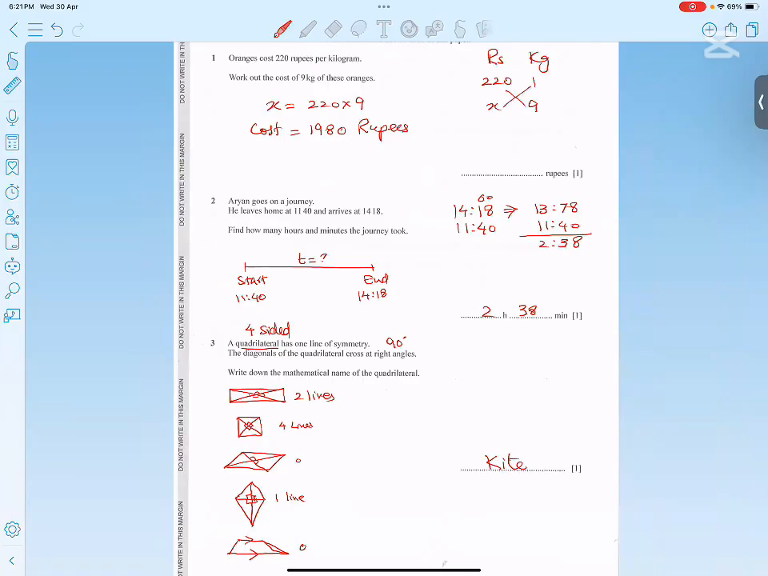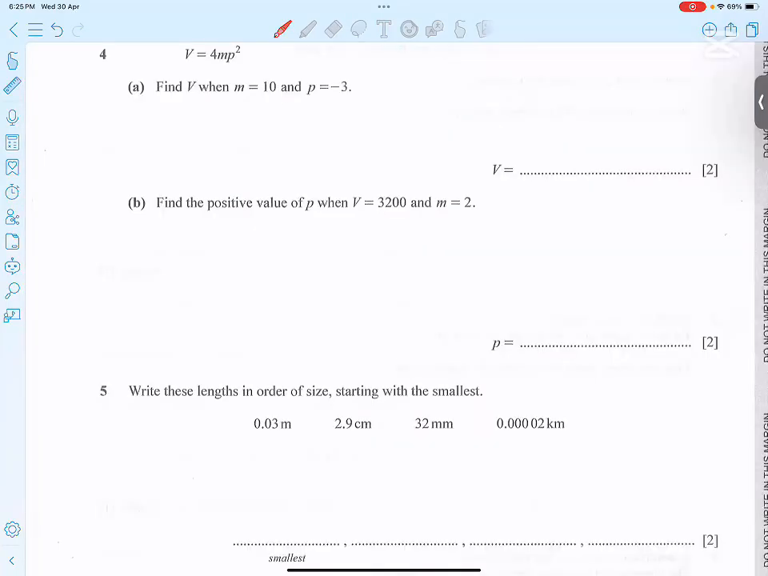Question number 4, we have a question given, and he is asking to find v. So 4 times the m value is 10, and p squared means power 2 on top, negative 3 inside. So I'm getting 4 tens are 40 outside, and negative 3 squared means multiply 2 times, negative into negative, positive 9. And 9 fours are 36, and we got 360. I hope the point is very clear. Let's go for the next part.